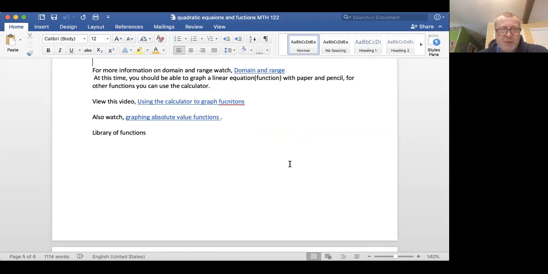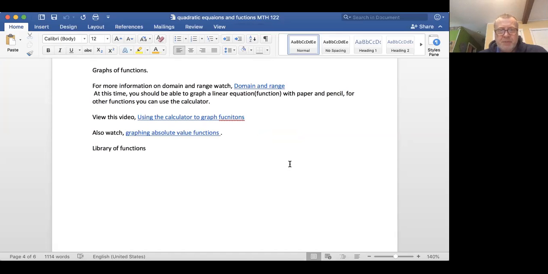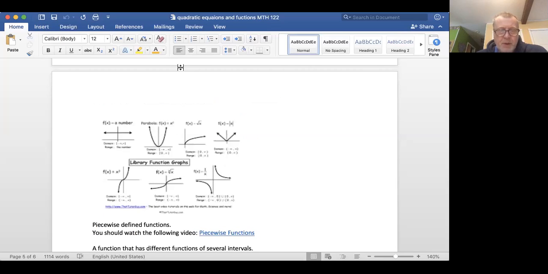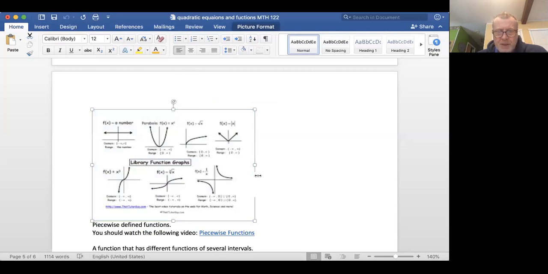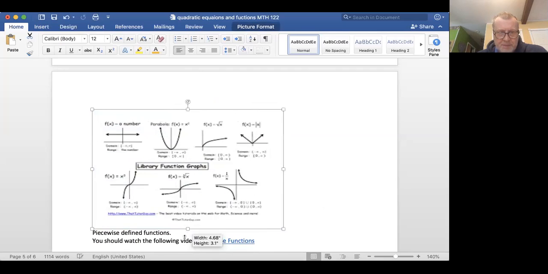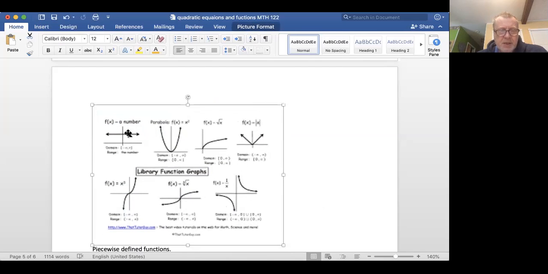We have some standard graphs of functions. Again, you might want to take a look at the following links. They are Alton Newton videos on functions and graphs, including absolute value functions. When we look, we have this table of functions, and I'm going to expand this a little bit so we can see it better. This table of functions deals with standard functions. So this is where our function library comes from.